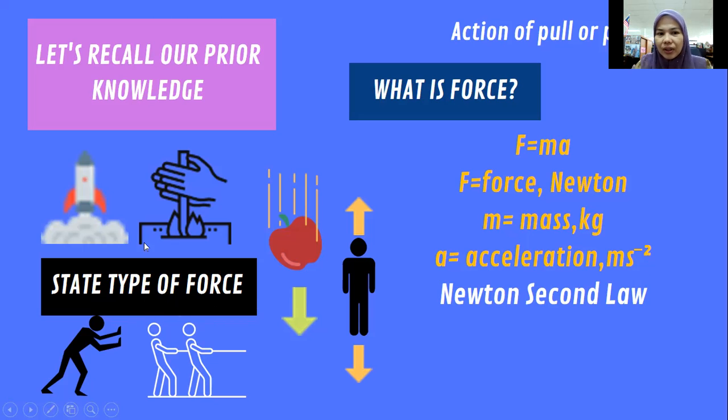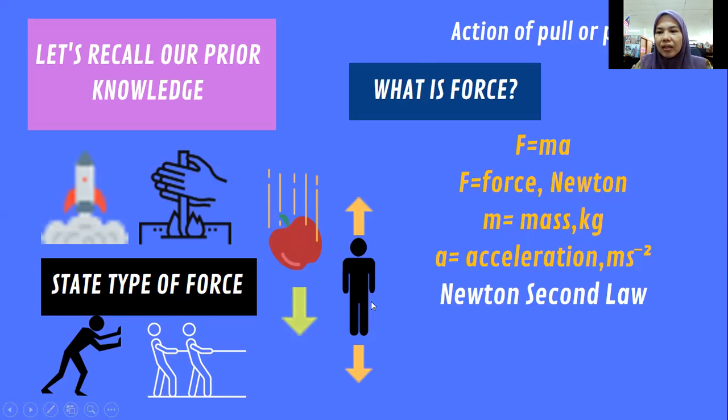We can state a lot of types of force. For example, picture number 1 is not very clear. This is actually a rocket, a thrust force, that means force pointing upward. The second force is a person trying to ignite a fire using a stick and also dry leaves. This we call frictional force. The apple falling downward, or any object falling downward, we can call this force gravitational force.